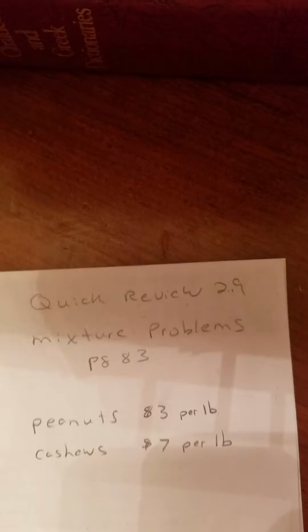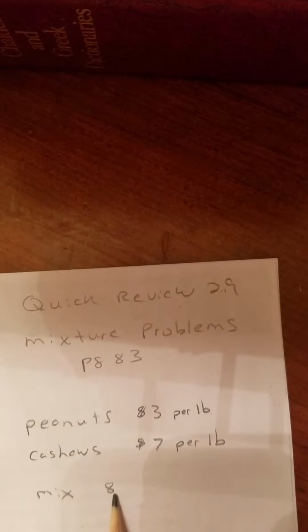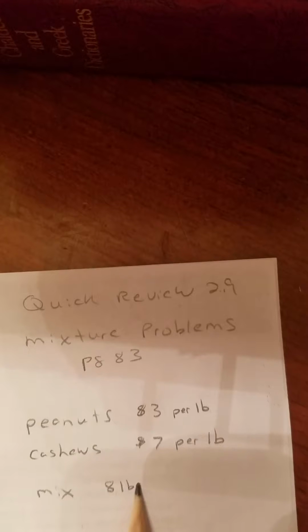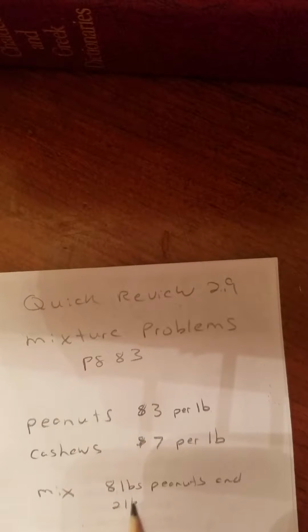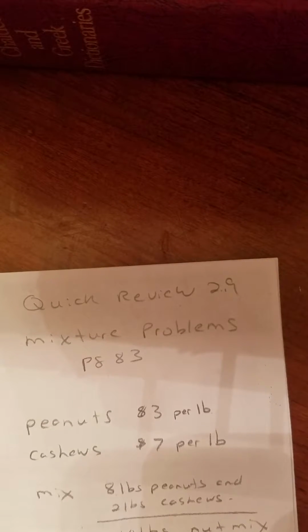And let's say we wanted to make a mixture. We want to mix up peanuts and cashews, but we don't know how much to sell the mixture for. Let's say in this mix, we want to use 8 pounds of the peanuts and 2 pounds of the cashews, which is going to give us a total of 10 pounds of this nut mix, right? And what if we wanted to know how much we should charge for this mix?